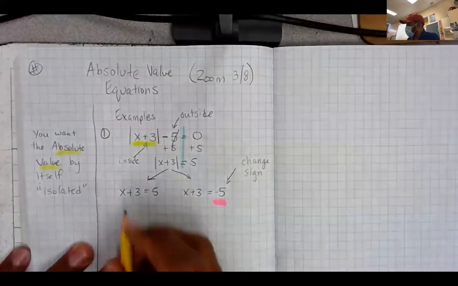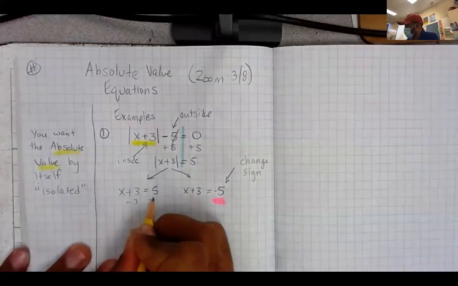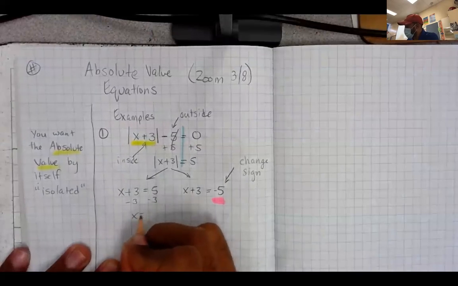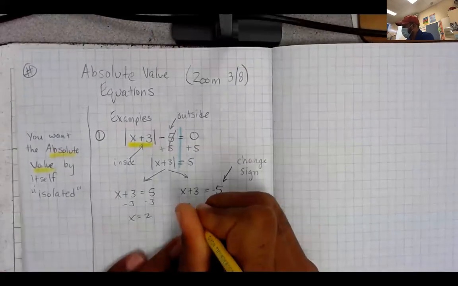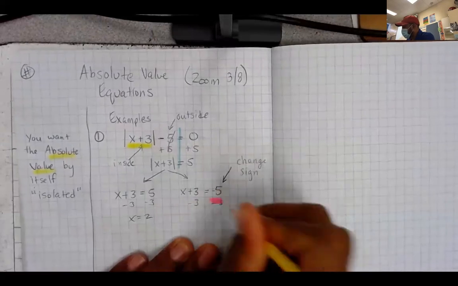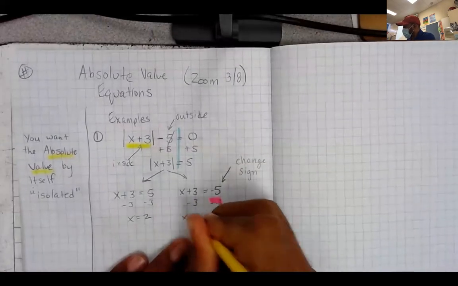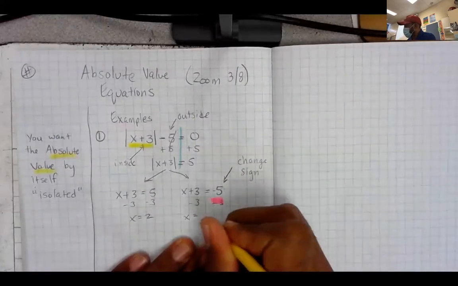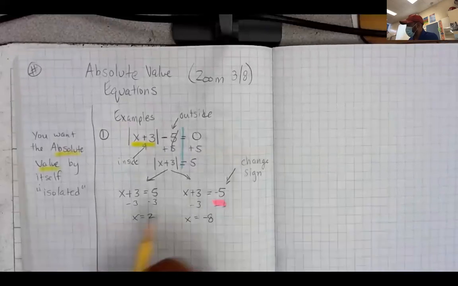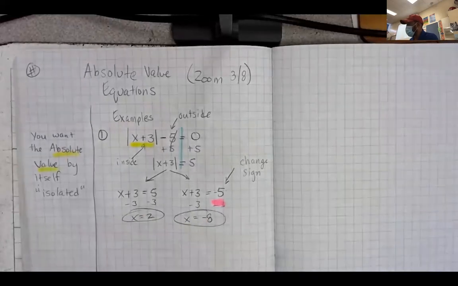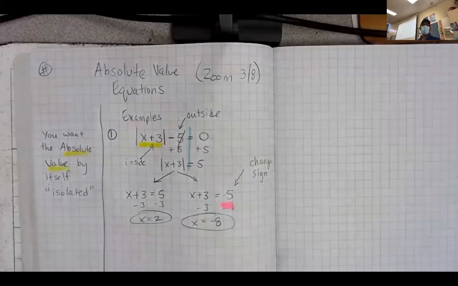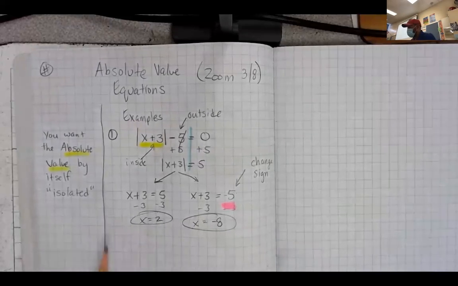All right, so now I just solve it simply by subtracting 3 on both sides, and x equals 2 here. Do the same thing, minus 3, both sides. And now negative 5 minus 3, I'm going to add those up because they are the same sign. And now I get x equals 2 and x equals negative 8.